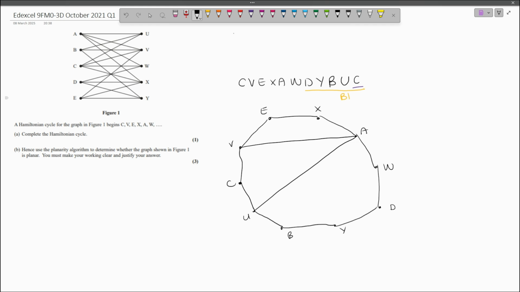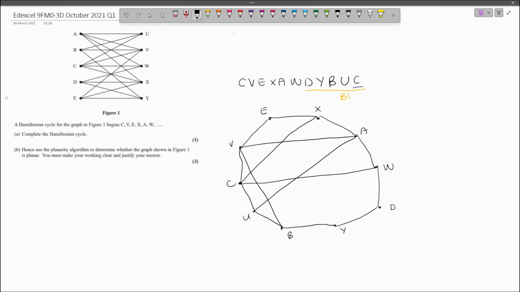On to B. B is connected to U, that's on my graph. B is connected to V, which isn't on my graph, so I'm going to add that in. And finally, B is connected to Y, which I already have at the bottom. On to C. C is connected to U, which I have. C is connected to V. C is connected to W, so I need to add that in. So I've got CW. And C is connected to X, which I also need to add in.